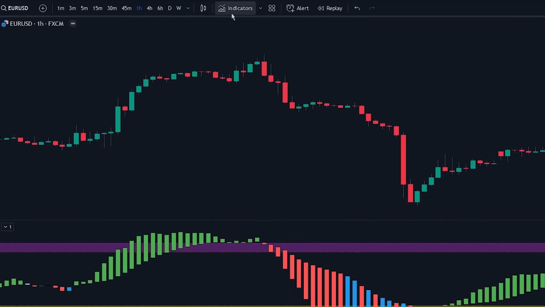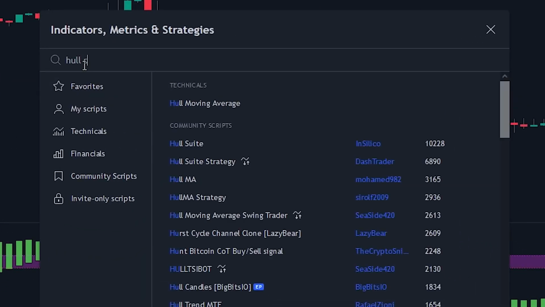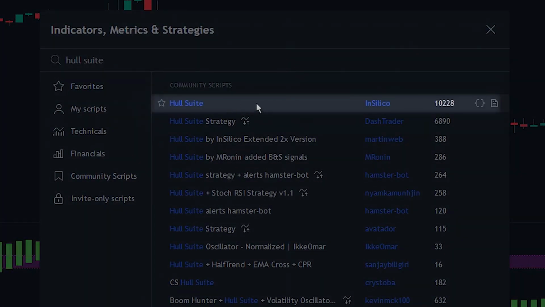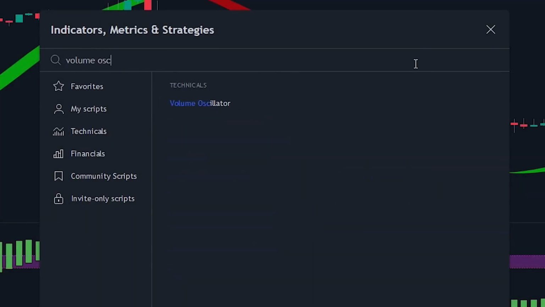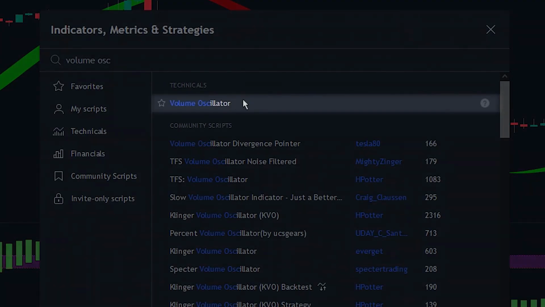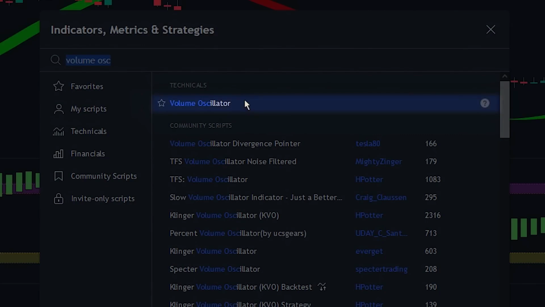Navigate to the indicator search tab and search for xauusd. Select the indicator made by xauusd and add it to the chart. The next indicator we will be adding to the chart is the volume oscillator. Search for the volume oscillator indicator and select the indicator made by tradingview.